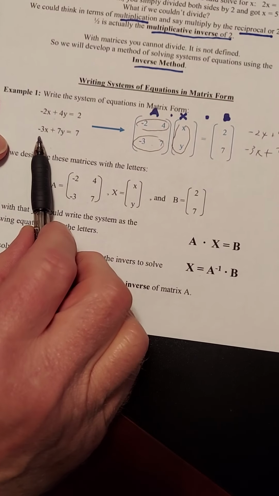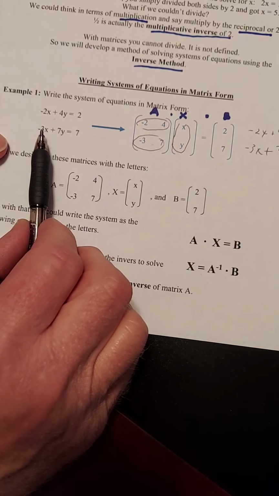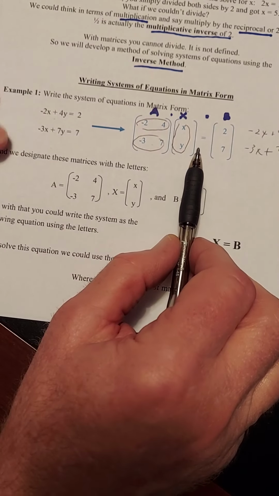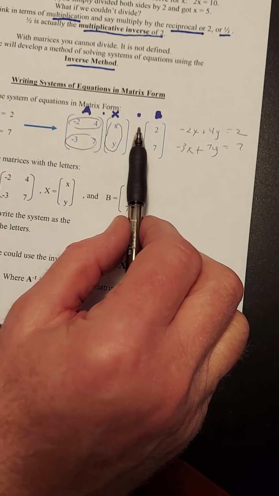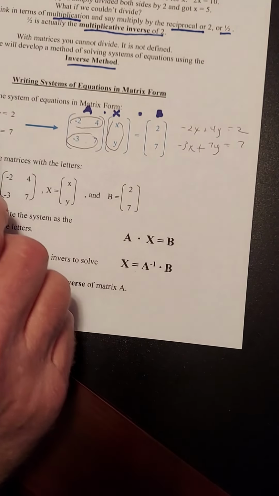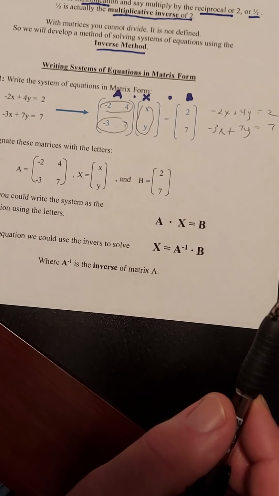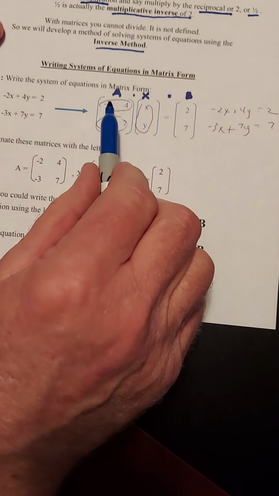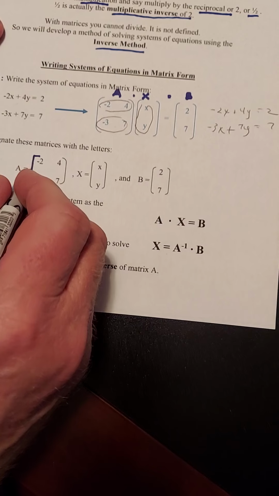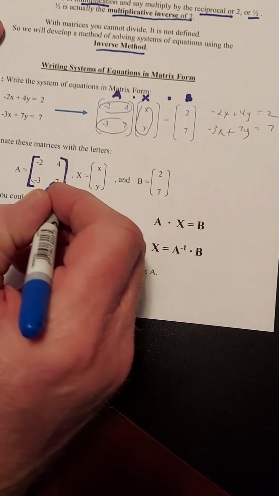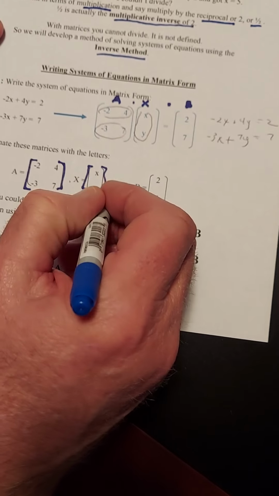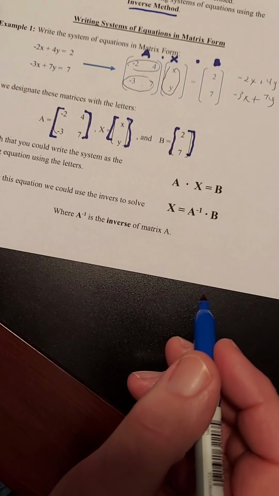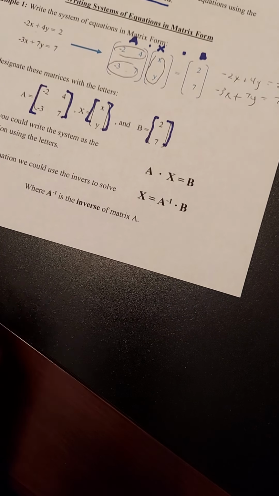So I went from here to here. I wrote it from a system of equations to a matrix equation, but then I showed you how to go from a matrix equation back to this. The whole point is this is the same thing as that. It's just another way of writing it. Like I said up here, A is your coefficient matrix. Your variable matrix is x and y, and B would be what I would call your answer matrix, the 2 and the 7.